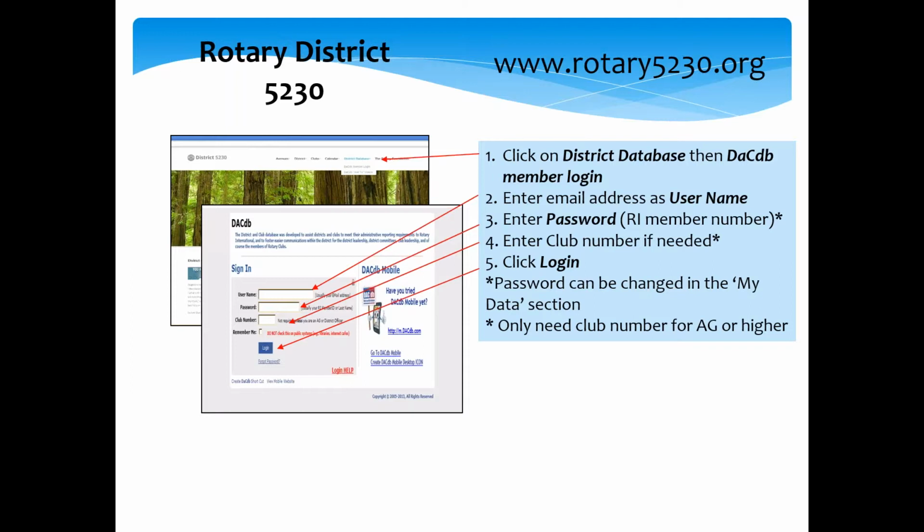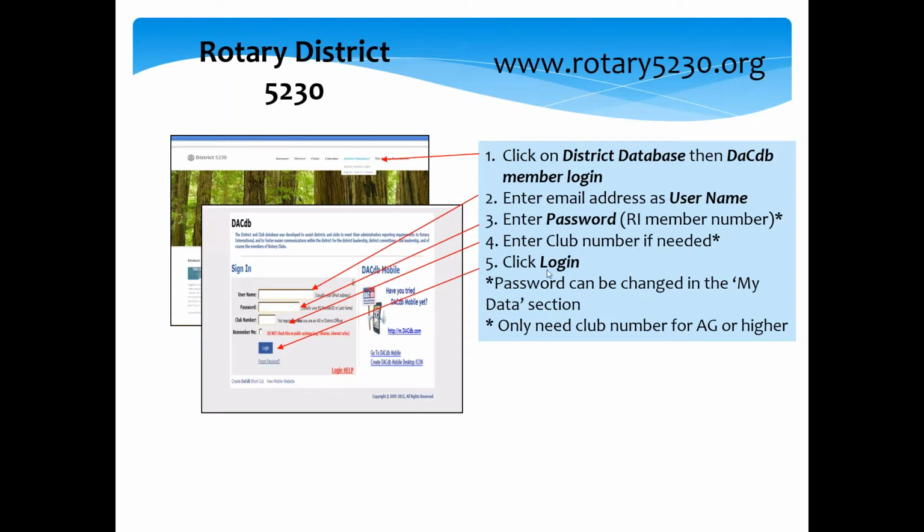It does not share. When you become president-elect, that information does not get sent to Rotary International from the database. That's why it's so important to go into updating officers and do it in Rotary International. So once again, it's one directional from the DacDB to Rotary International only. So let's go into the DacDB.